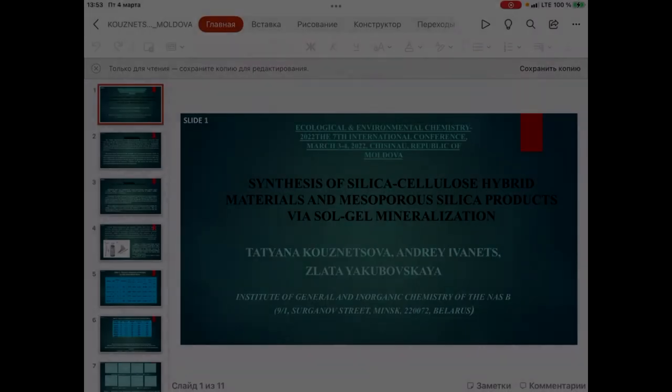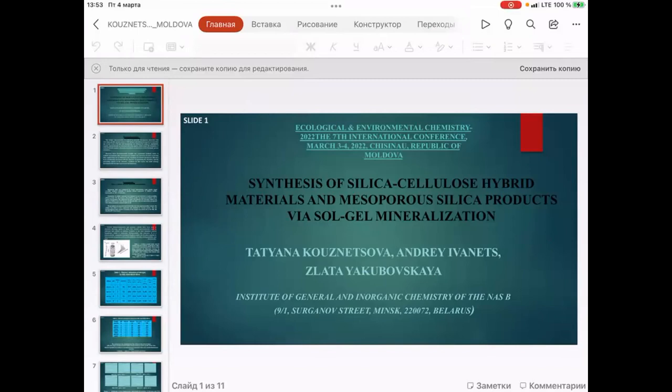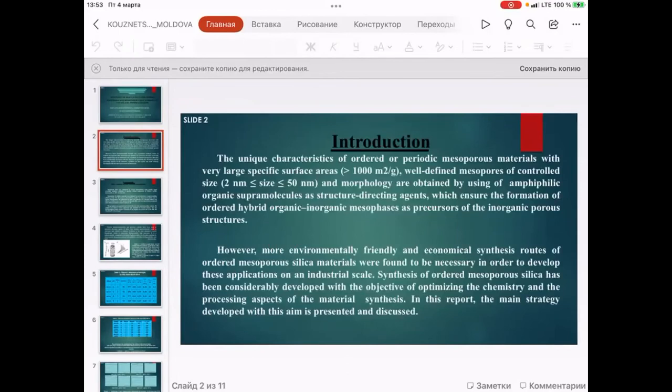Thank you. Your attention is presented to the report synthesis of silica cellulose hybrid materials and mesoporous silica products via sol-gel mineralization. The unique characteristics of ordered or periodic mesoporous materials with very large specific surface areas, more than 1,000 square meters per gram, well-defined mesopores of controlled size, greater than 2 nanometers and smaller than 50 nanometers, and morphology are obtained by using amphiphilic organic supramolecules as structure-directing agents, which ensure the formation of ordered hybrid organic and inorganic mesophases as precursors of the inorganic porous structures.